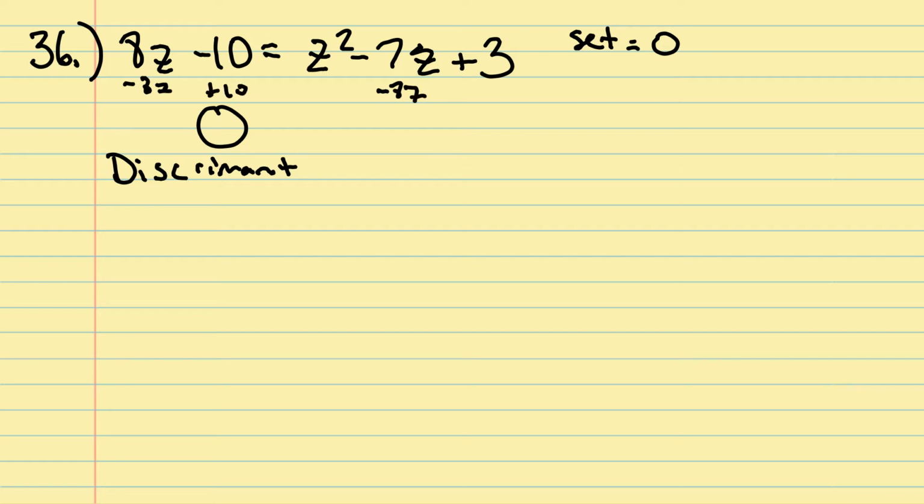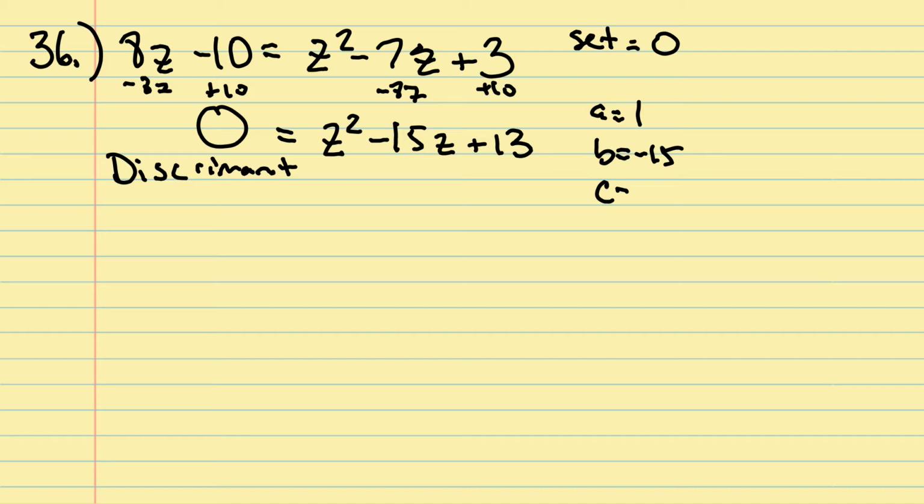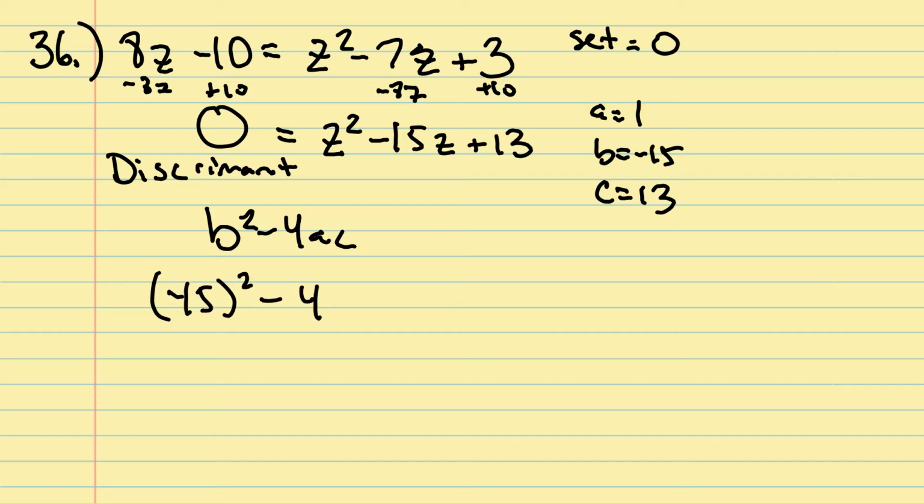I'm going to add 10. So I get z squared minus 15z plus 13. So a is 1, b is negative 15, c is 13. I'm going to plug it into my b squared minus 4ac formula. So I'm going to say negative 15 squared, which is 225, minus 4 times 1 times 13. I end up with 173.